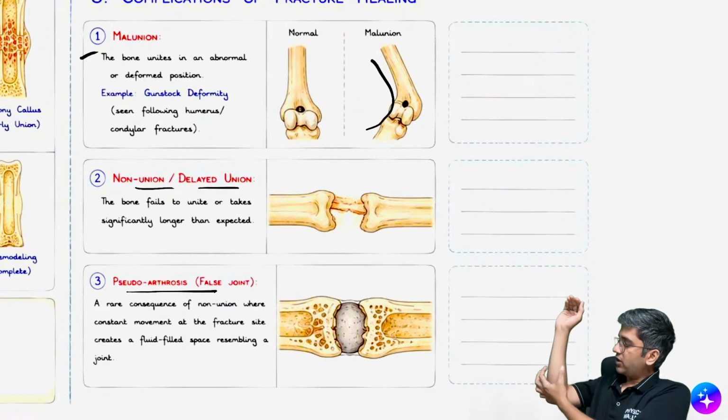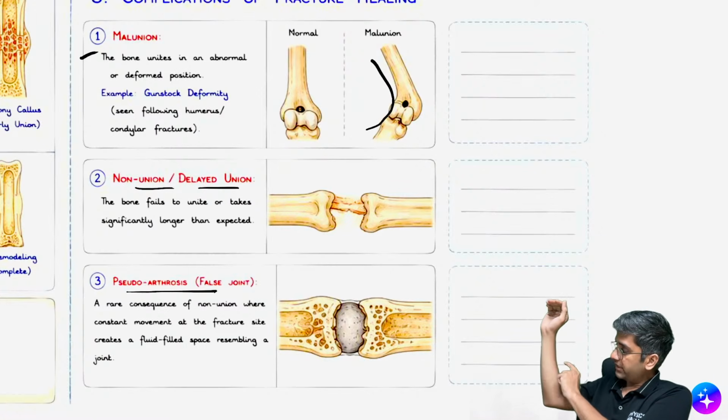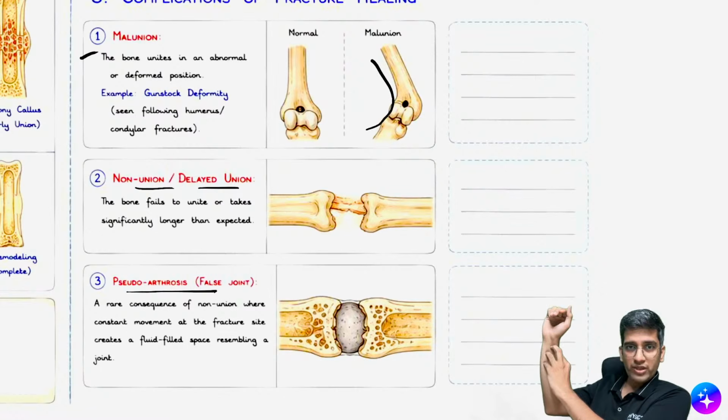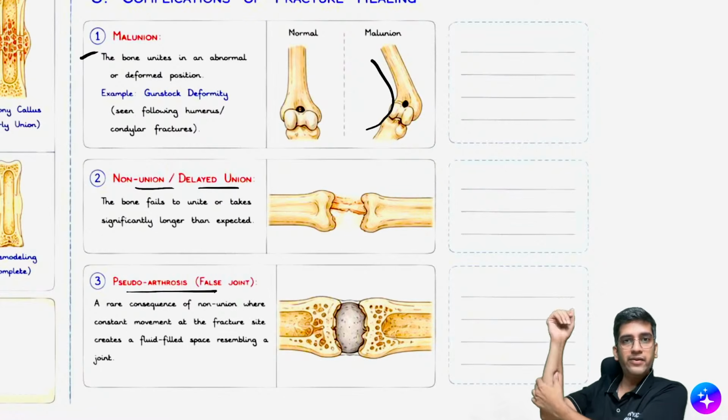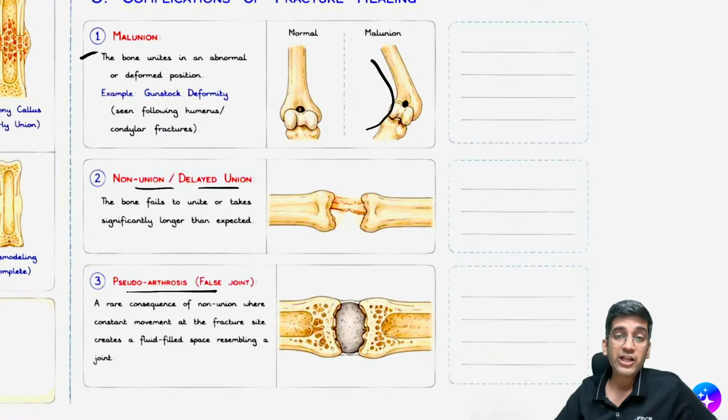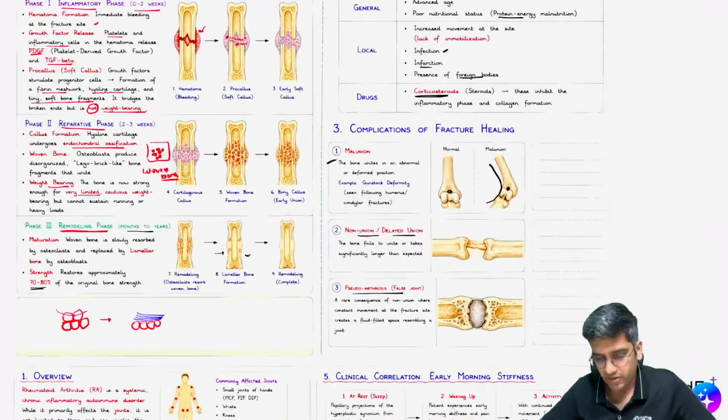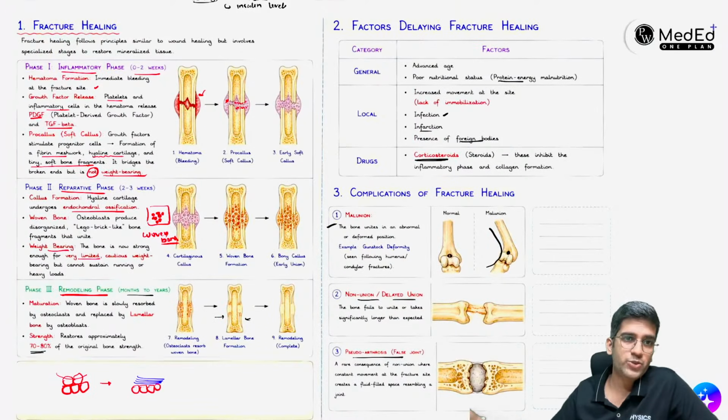So here, I don't have a joint formation, but there's a possibility if the radius and ulna break, they can fuse separately, and my hand can bend in between. That's called a pseudoarthrosis. It's particularly common in tibial fractures, where I have a pseudo joint formation without the presence of a joint in that place, right? So these are the stages of fracture healing and the factors which affect fracture healing.